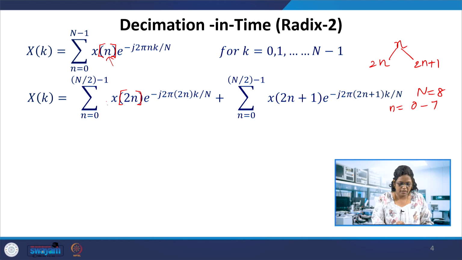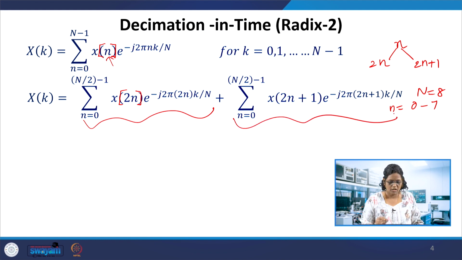But here, this N-point DFT is divided into a sum of two computations. What are those? n is varying from 0 to N by 2 minus 1. That is, N by 2 is 8 by 2, which is 4, minus 1, that is 0 to 3, one set of samples, and then from here again we have 2n plus 1, which is another 0 to 3 computation. So the n which was 0 to 7 is now divided into two portions.